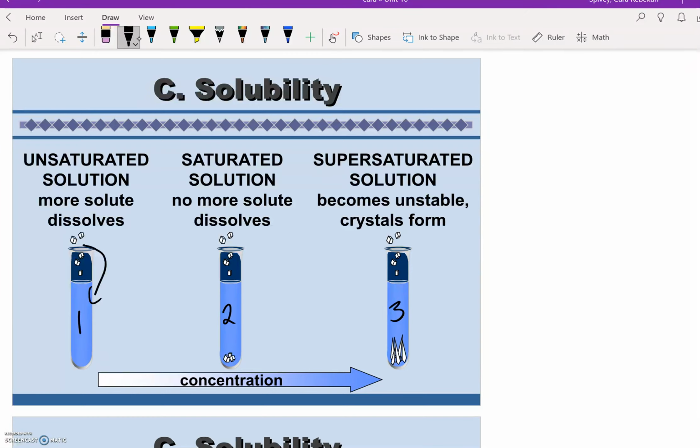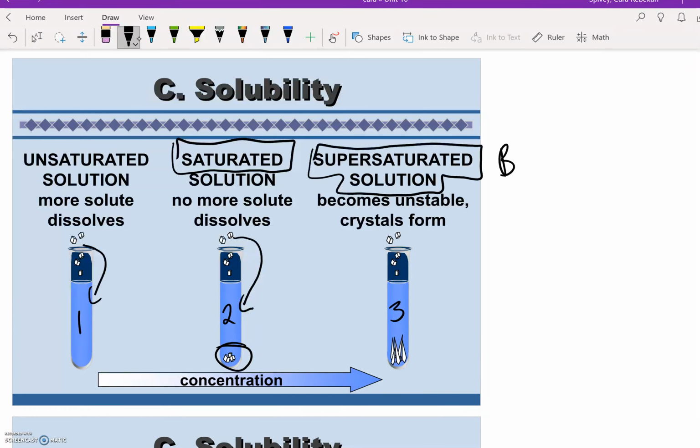But eventually I'm going to put so much sugar in that the coffee is going to become saturated, meaning that it can't dissolve any more sugar. So here in this example, we see as we take the sugar and put it into the liquid, it's not able to dissolve it. It's saturated. It's completely full of sugar. It cannot dissolve any more.